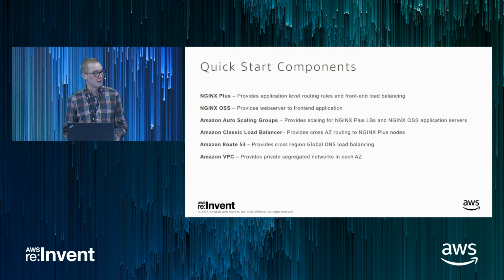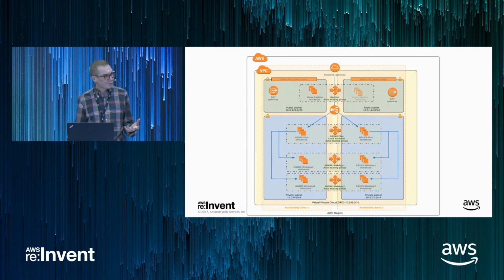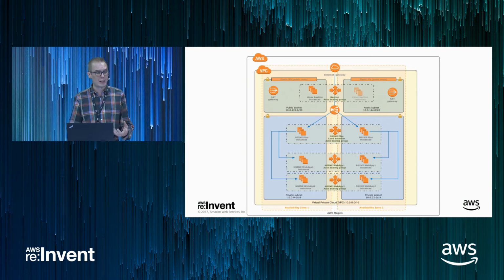So really what we do here is we look at it from the top down, and we can go back to the big, pretty picture here. At the very top, you're using Route 53 to route to those different regions. Once it gets to that region, it hits the classic load balancer that then spreads that load across the multiple NGINX Plus instances that are running in an auto-scaling group to provide that application-aware layer 7 load balancing.